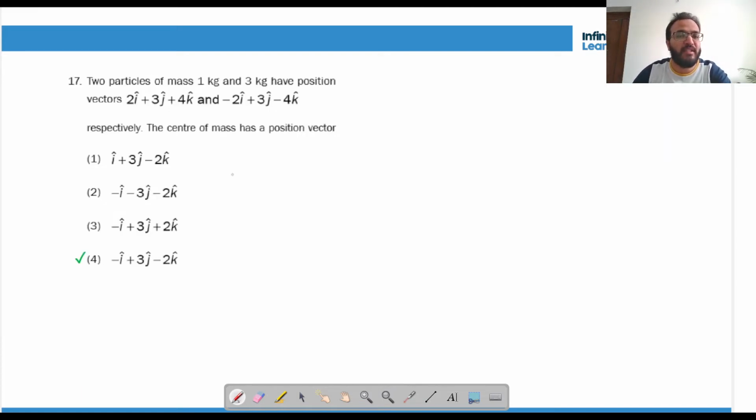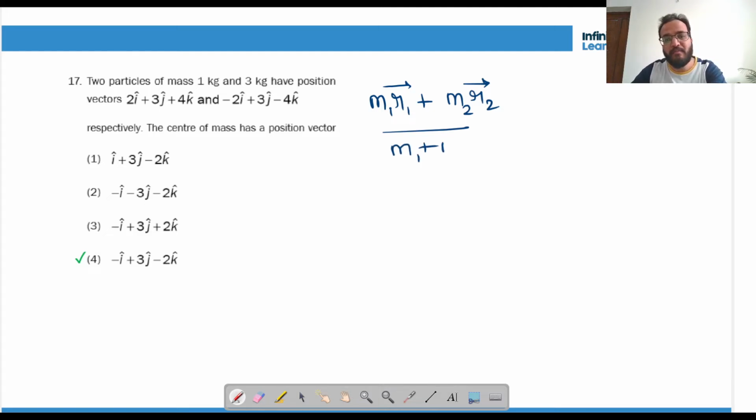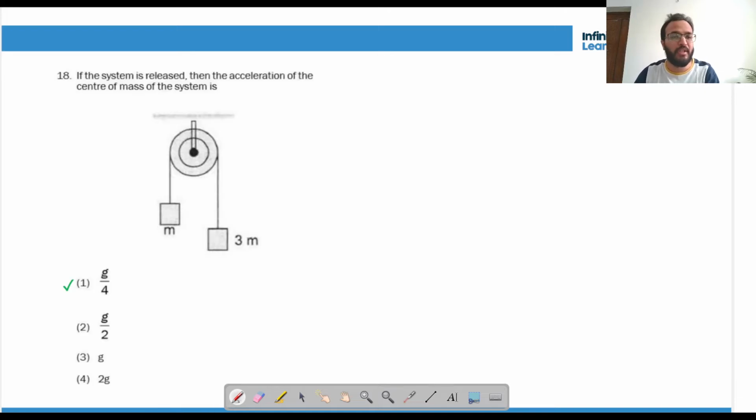Two particles of mass 1 and 3 kg have position vectors. The center of mass, simple: (m1 r1 plus m2 r2) upon (m1 plus m2). This is your position vector of center of mass. Simply multiply and get the answer. It's not so difficult, so I will not do it.